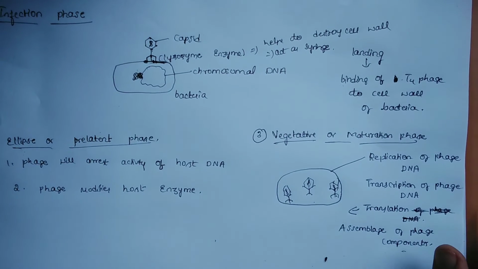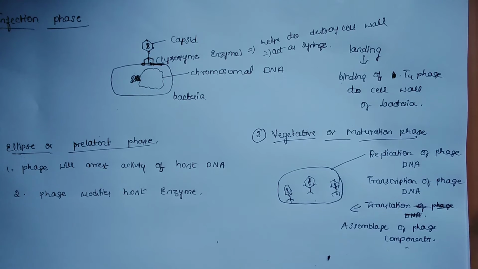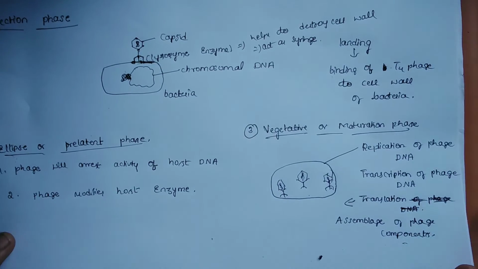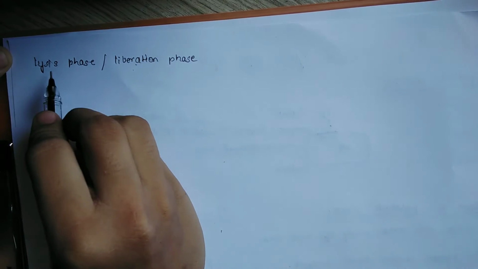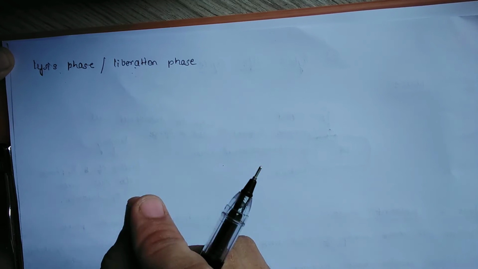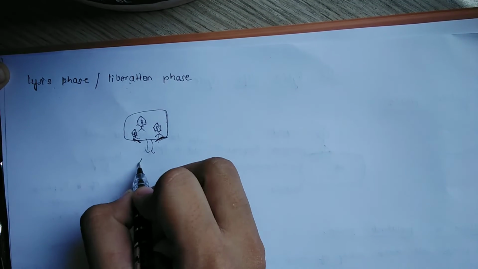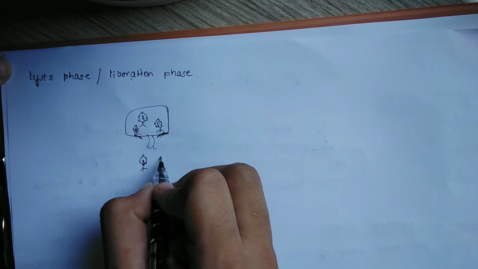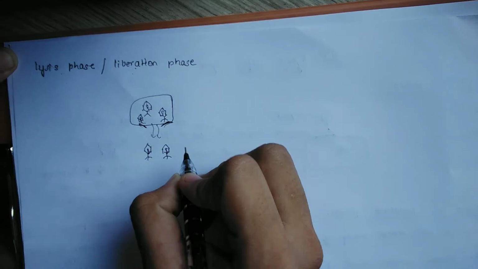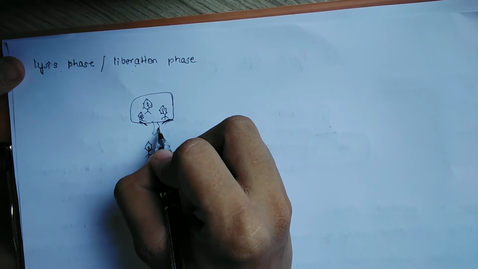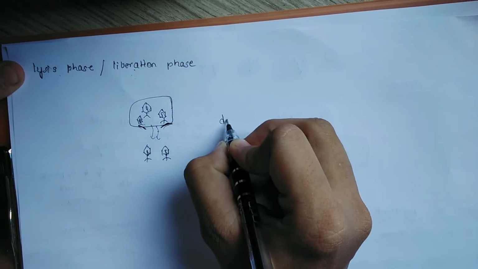Next, the fourth is the lysis phase. The lysis phase is also the liberation phase, which means liberation of phage, and lysis means breaking of the cell wall. The bacteriophages come out. In simple way, they destroy part of the cell wall and come out. This is called lysis.